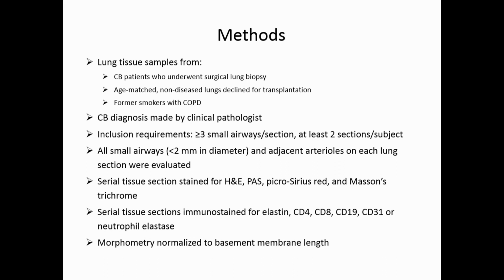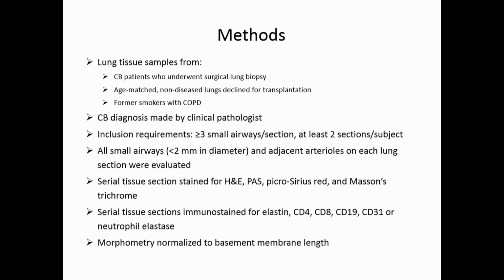What we did is to get the lung sections that were available. We looked at small airways, which I'll define in a second, and to be evaluated morphometrically, we wanted to make sure that there were at least three small airways per section that were available, and we had at least 2 sections per biopsy, just to give us enough to have confidence in the findings. We then evaluated all small airways, and the definition of a small airway here is a membranous airway less than 2 millimeters in diameter, and we then evaluated adjacent arterioles as well.